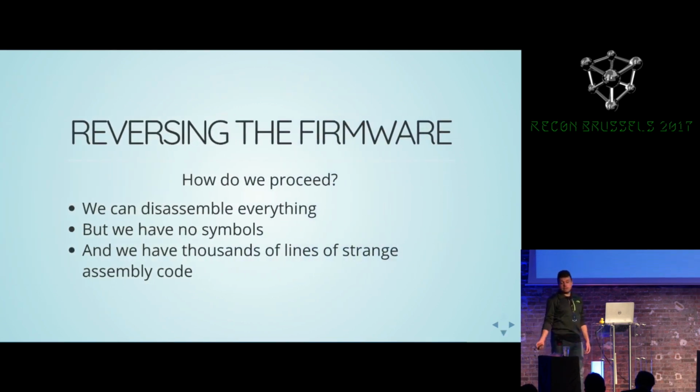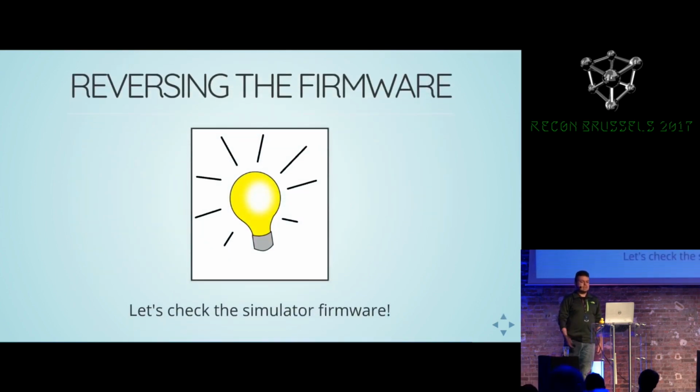So what can we do now? You can disassemble everything, but we have no symbols. And we have thousands of lines of this strange assembly code where you can't even calculate when it jumps to another location, where it will return. It's awful. Okay, so let's check the simulator firmware.